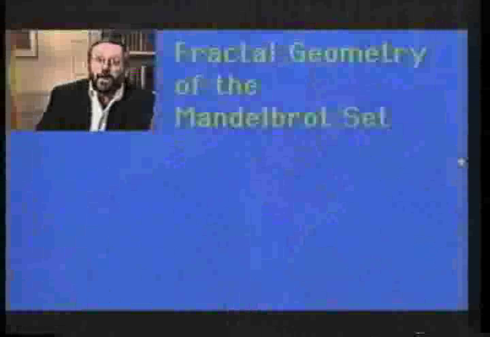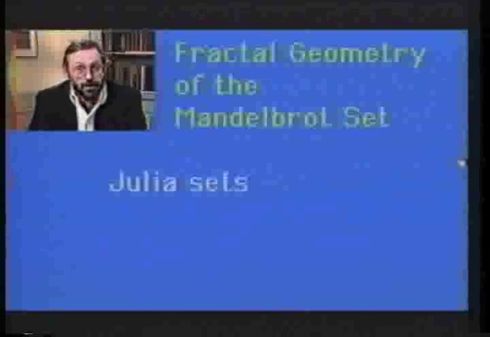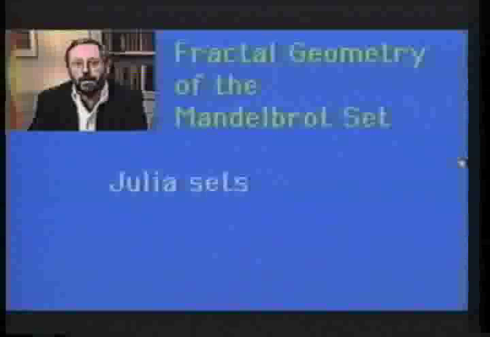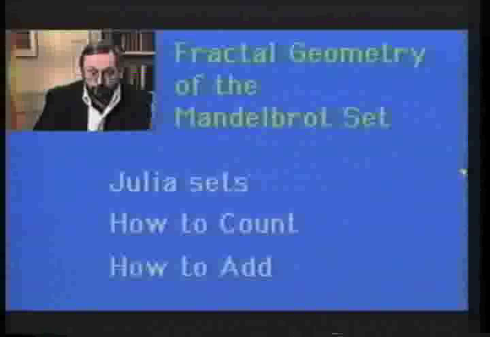In this segment, we're going to delve more deeply into the geometry of the Mandelbrot set. As we saw in the previous segment, the Mandelbrot set comes equipped with lots of tiny decorations, each of which has its own mathematical meaning. In this segment, we'll try to understand how all of these decorations are arranged around the boundary of the Mandelbrot set. Now, to do that, we have to introduce one new notion. That's the notion of a Julia set. Once we do that, I'll be able to, as promised, show you how to count and how to add.